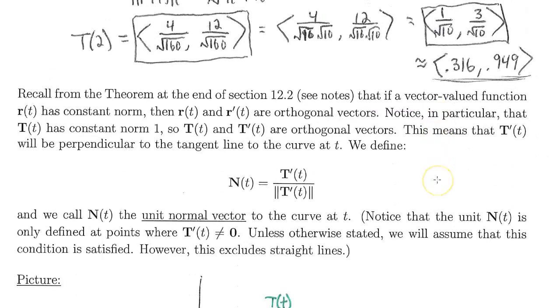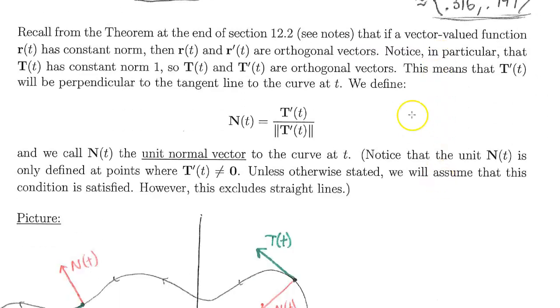Now recall from a theorem at the end of section 12.2, see the notes here, that if a vector-valued function r of t has a constant norm, so like if you're in 3 space, the r of t always lies on some sphere, maybe a sphere of radius 5, so it's the constant of 5, then r of t and r prime of t will be orthogonal. Now it's very important: r of t and r prime of t are not usually going to be orthogonal to each other, but in this particular case, they will be. It'll be the case if the r of t has a constant norm.